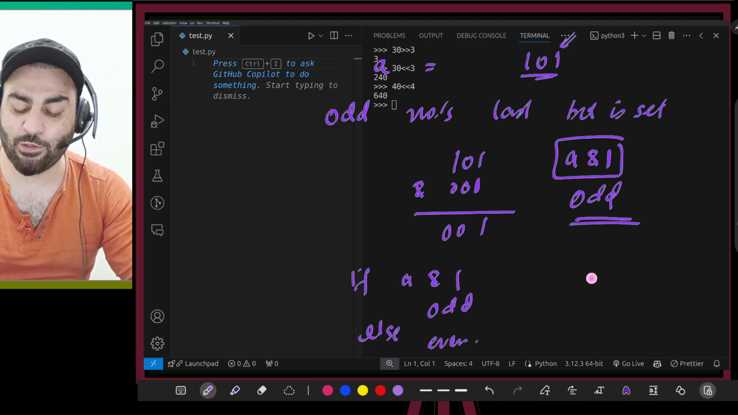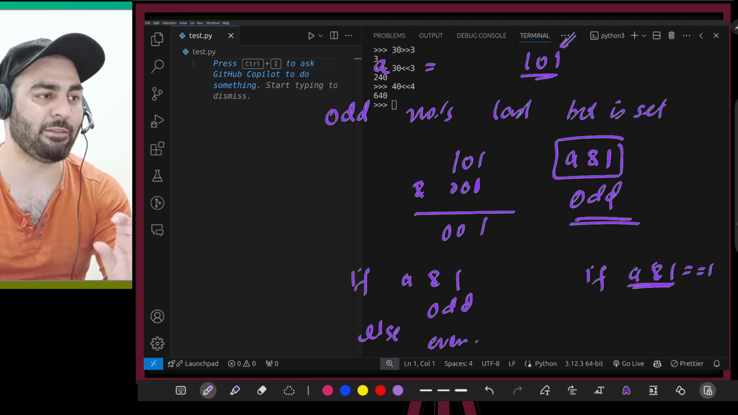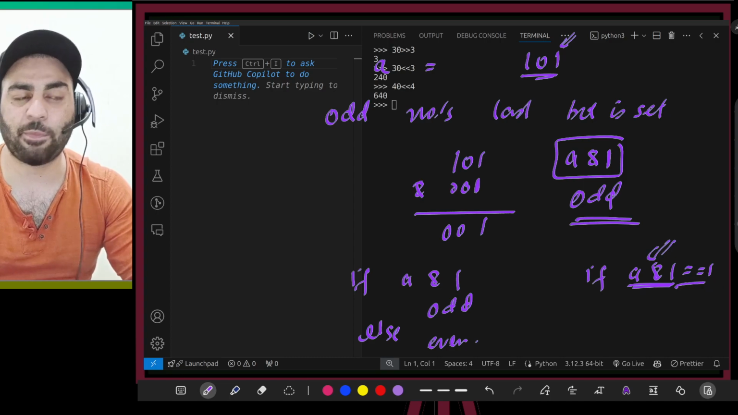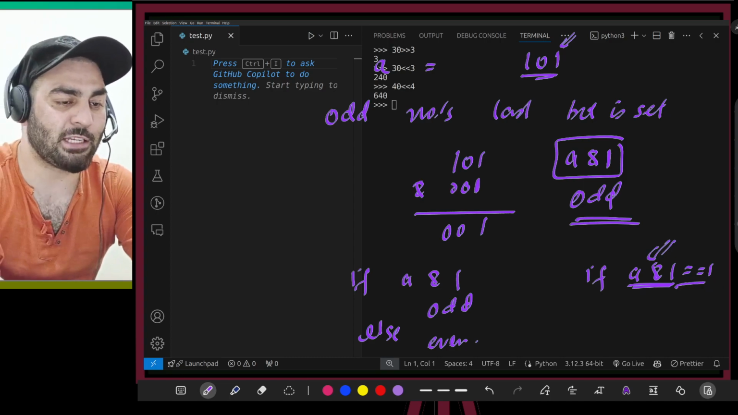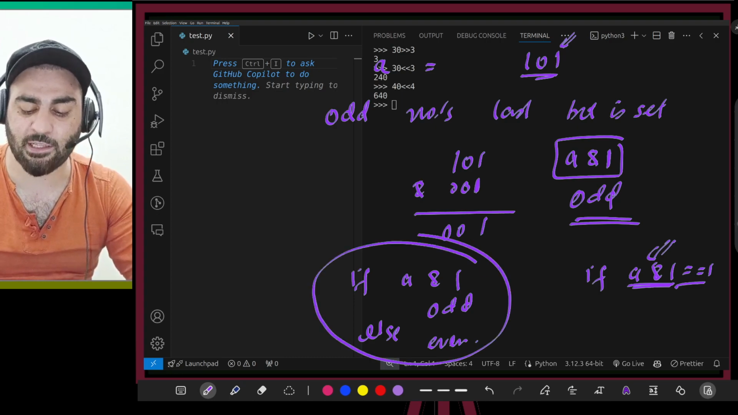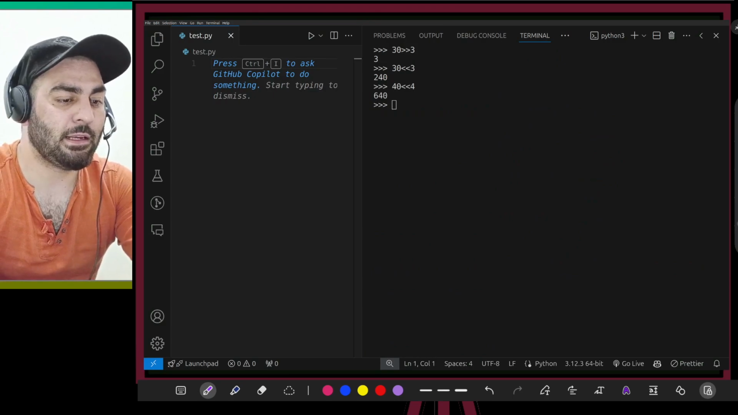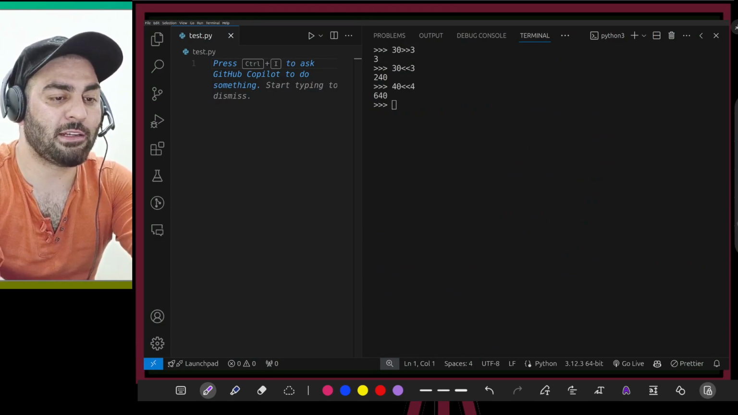In Python, you will say if a and 1 is equal to 1. Here it will just perform bitwise AND, which is faster, and then compare it with 1. But in C or C++, this is the code you need to write. You don't even need to compare. Let's now go back to the coding window and I'll show you that.